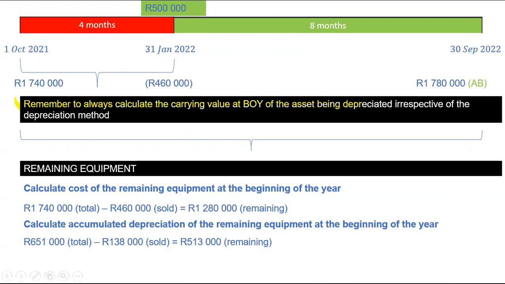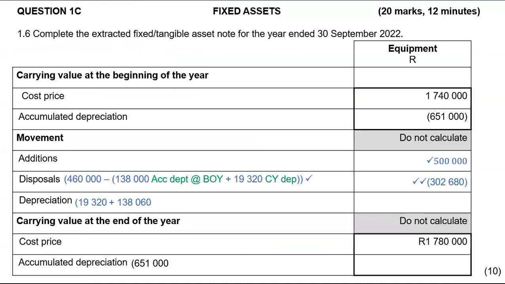I'm going to take the depreciation, take it to tangible assets, and add it to my current depreciation. So my depreciation in total will be 217,380. So you add 19,320 with 138,060, add it with 60,000, and it will give you 217,380. And that's it.